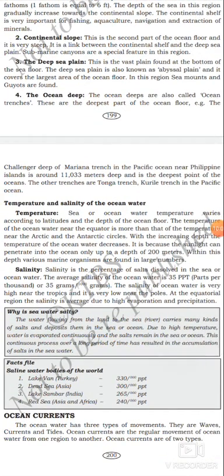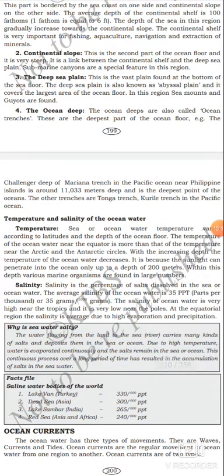In deep sea plain, we will be seeing sea mounts. Mounts means mountains. Under the ocean, we will be seeing mountains. Okay, under the ocean, the mountains exist. Not only mountains, along with guyots also are there. Got it? Yes, the fourth one, the ocean deep.